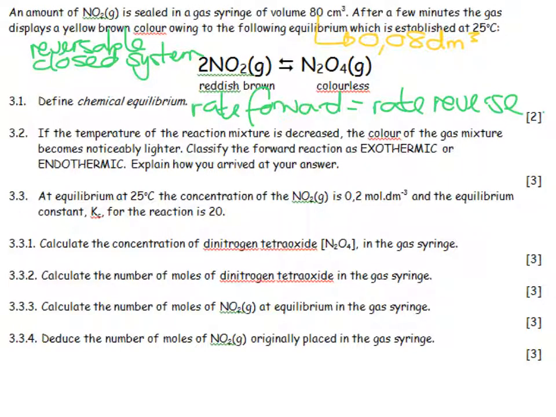If the temperature of the reaction mixture is decreased, the color of the gas mixture becomes noticeably lighter. That means that forward is favored. Classify the forward reaction as exothermic or endothermic and explain. So forward favored.